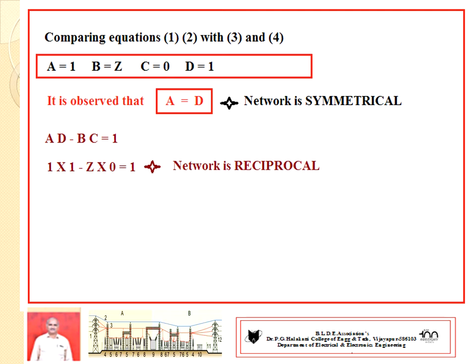So comparing equations 1 and 2 with 3 and 4, it is possible to write A equal to 1, B equal to Z, C equal to 0, D equal to 1. Then in case of short transmission line, A and D both are equal. Now you see there, A equal to 1, hence D equal to 1. We shall verify the result, A equal to D, hence the given network is symmetrical. And you verify the condition AD minus BC equal to 1, that also, substituting the values, is satisfied. Hence the given network is reciprocal also.